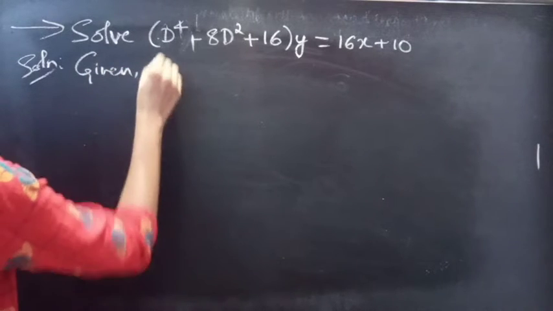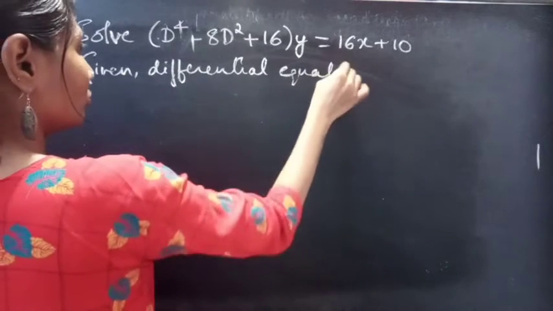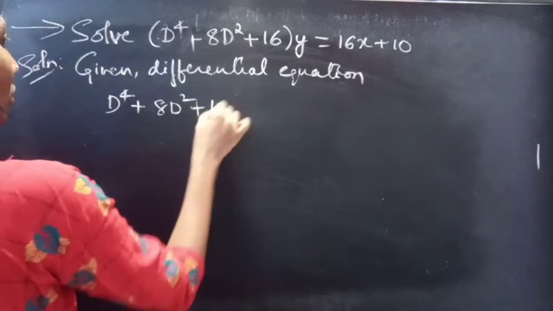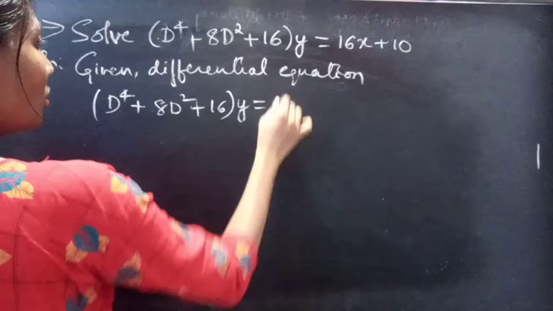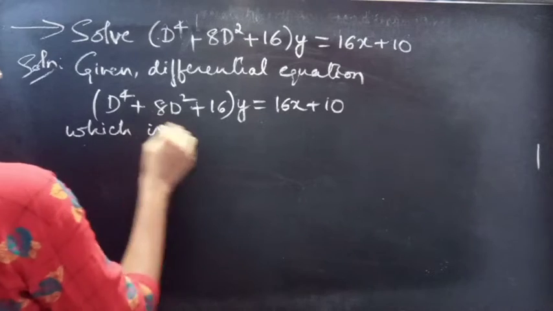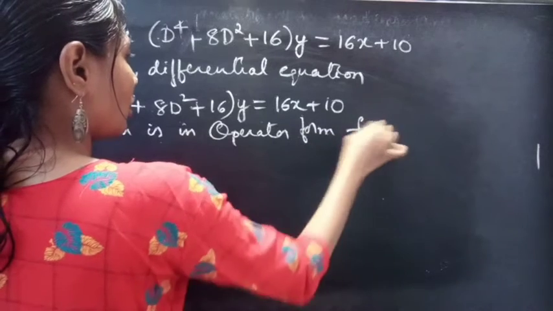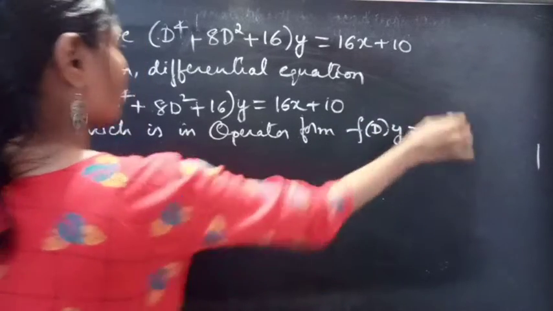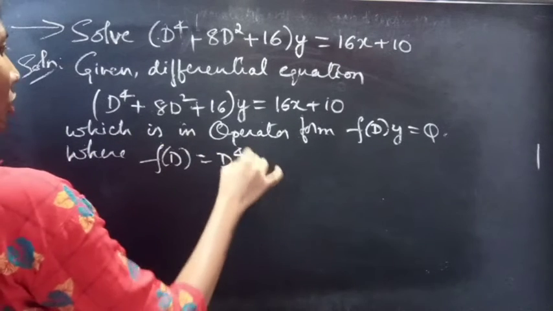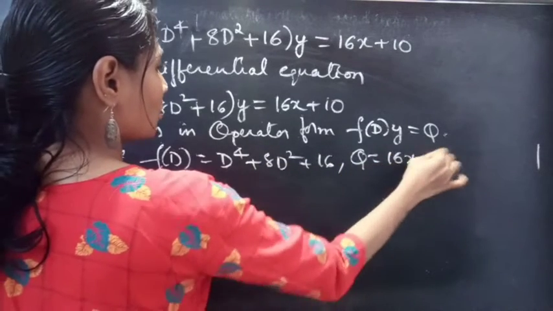Given differential equation (D^4 + 8D^2 + 16) y = 16x + 10, which is in operator form F(D) y = Q, where F(D) = D^4 + 8D^2 + 16, and Q = 16x + 10.